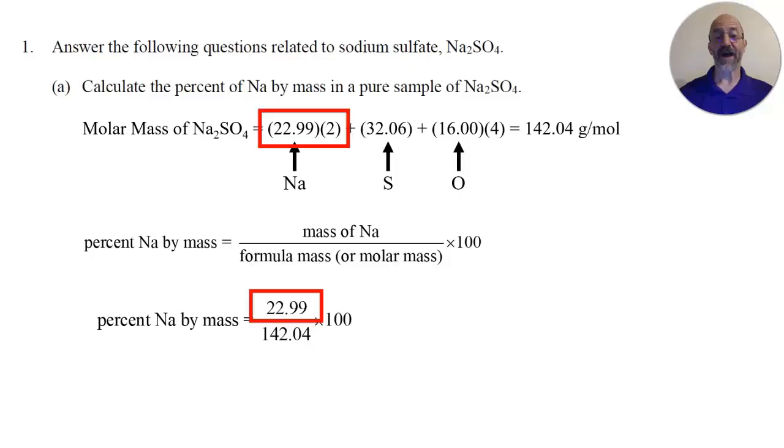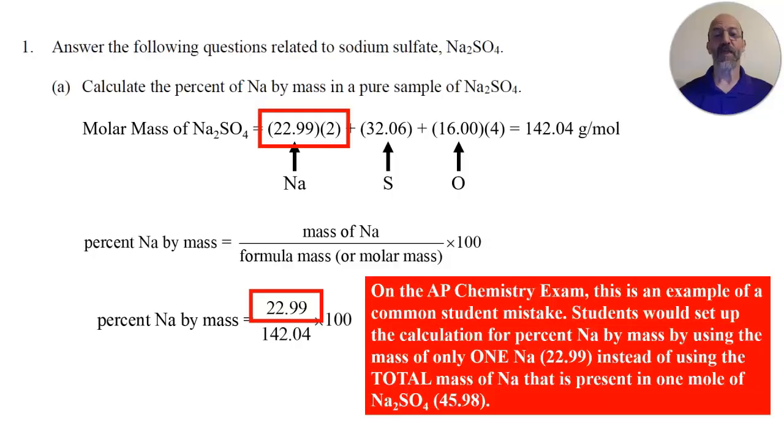Now, in fact, the correct setup for this calculation would be to multiply the mass of sodium by 2. So I did this on purpose. On the AP chemistry exam, this is an example of a common student mistake. Students would set up the calculation for percent sodium by mass by using the mass of only one sodium, 22.99, instead of using the total mass of sodium that is present in 1 mole of Na2SO4, and that would be 45.98.